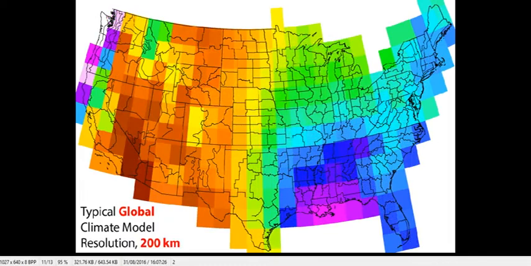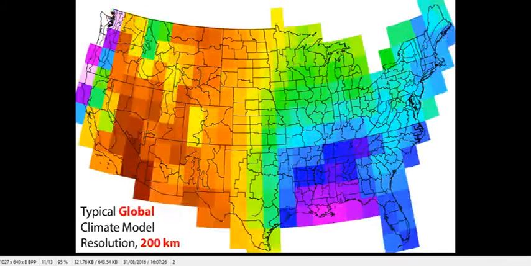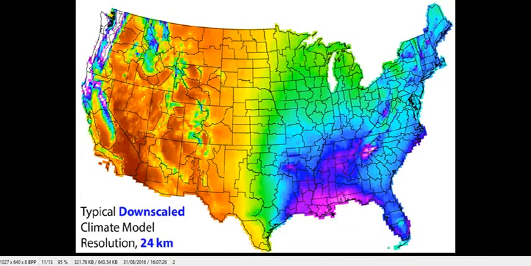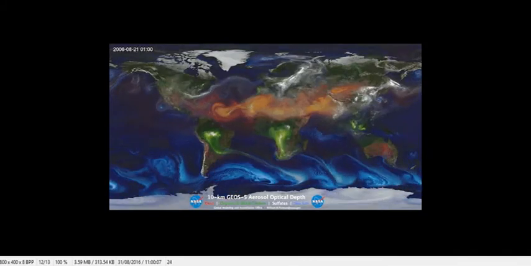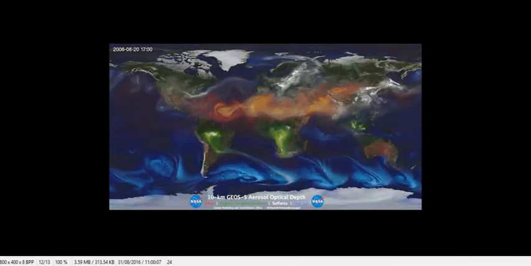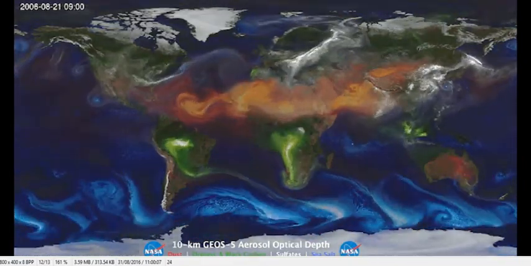If we were to take a look at global climate models at a 200 kilometer resolution and then compare that to a downscaled, more regional model that has pixels or grid squares at 1/8 the size, you can see the dramatic difference between the amount of information, the fine-grained information, that you can get from these models. But despite the fact that these models are at a global scale, they're still quite useful for modeling climate.